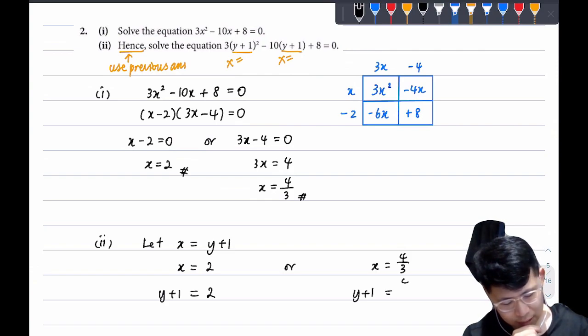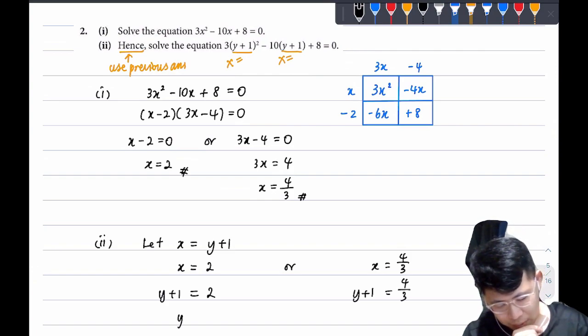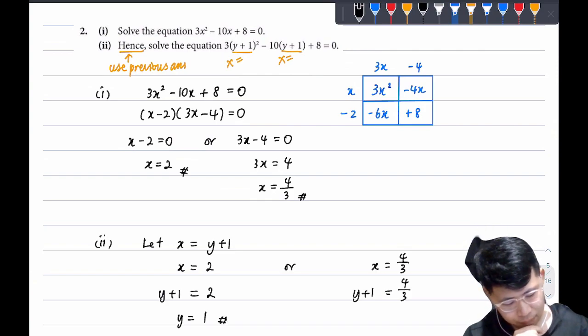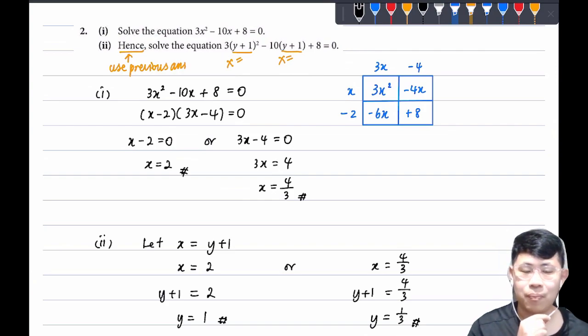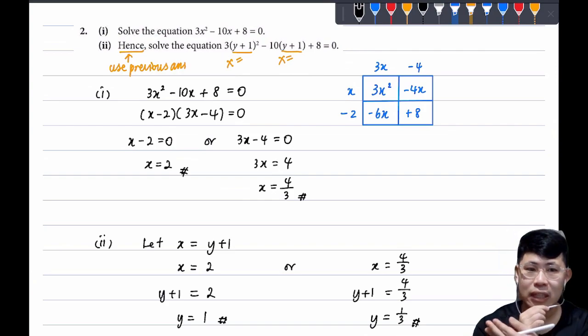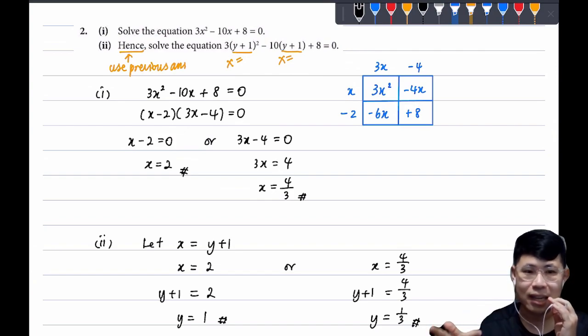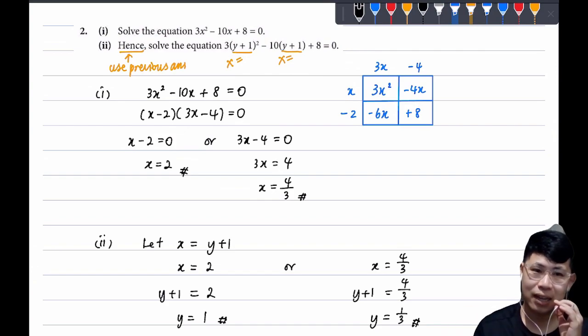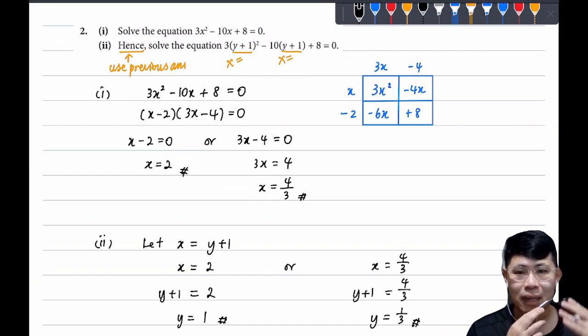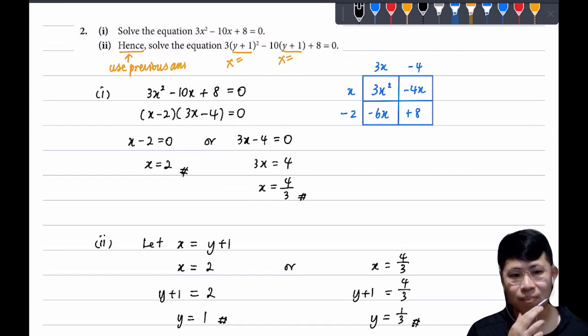So over here, y will be just equal to 1, and y over here will be equal to 1 over 3. Right? So over here we didn't need to re-expand and solve a whole new equation. What we did is just make use of x as y plus 1. We can represent x equals y plus 1. So it's just a matter of pattern recognition.